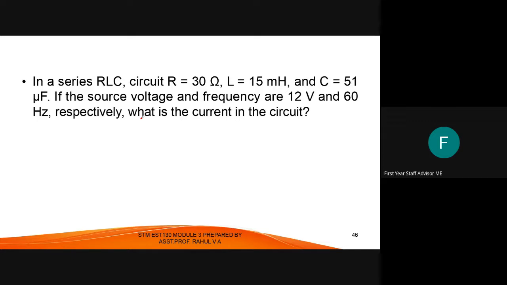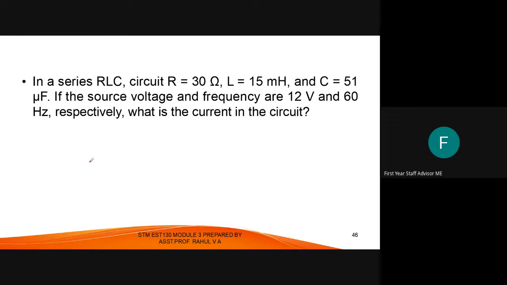വളരെ എളുപ്പമാണ് ഇന്നത്തെ പ്രോബ്ലംസ് ഒക്കെ, വളരെ എളുപ്പമാണ്. പിന്നെ സീരീസ് RLC സർക്യൂട്ട്, R is equal to 30 ohm resistance. L is equal to 15 millihenry and C is equal to 51 microfarad. If the source voltage and frequency are 12 volt and 60 hertz respectively, what is the current in the circuit? That is a question. Okay.